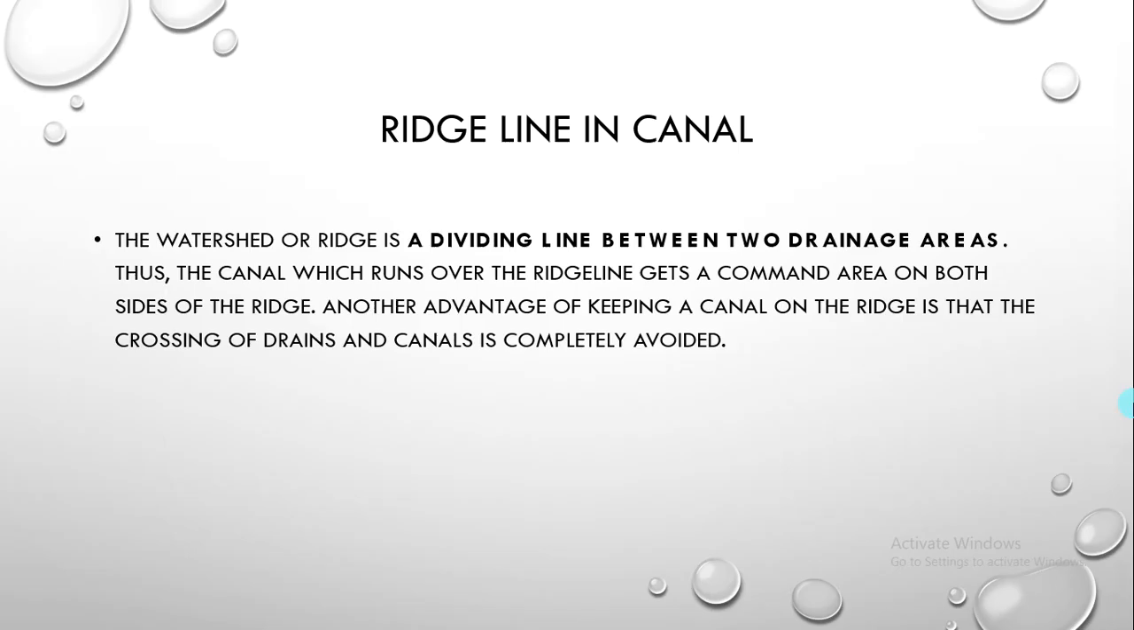So the ridge is also called a watershed. It's a dividing line between two drainage areas. So the dividing line between two drainage areas is called a ridge line, okay.